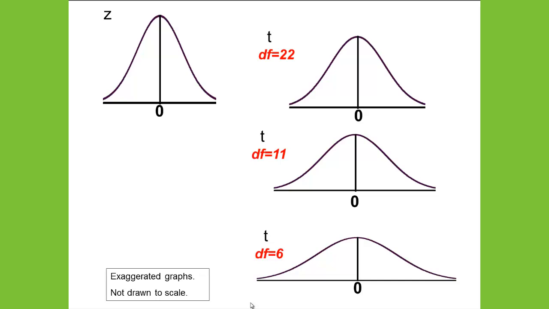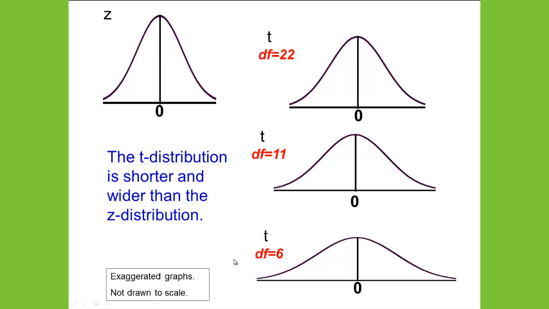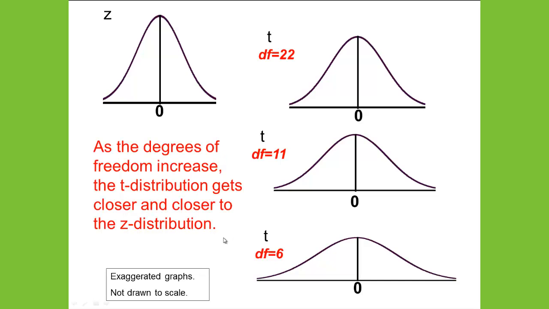Compare the shapes of your t-distribution to the graph of our z-distribution. The t-distribution is shorter and wider than the z-distribution. As the degrees of freedom increase, the t-distribution gets closer and closer to the z-distribution.